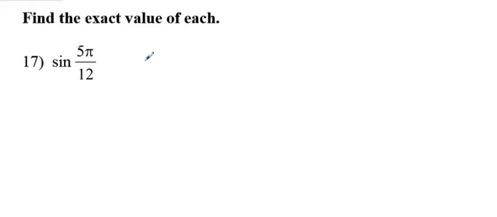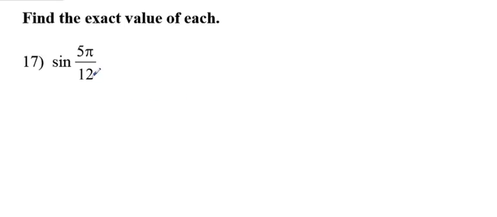Okay, we are at section 4 of the midterm review, and this is going to cover the sum and difference identities for sine and cosine. So our problem is to find the exact value of the sine of 5 pi over 12.